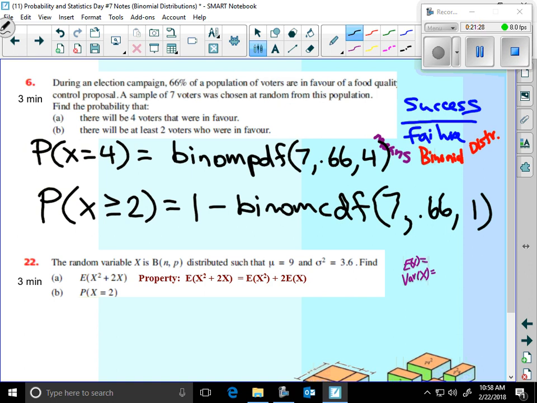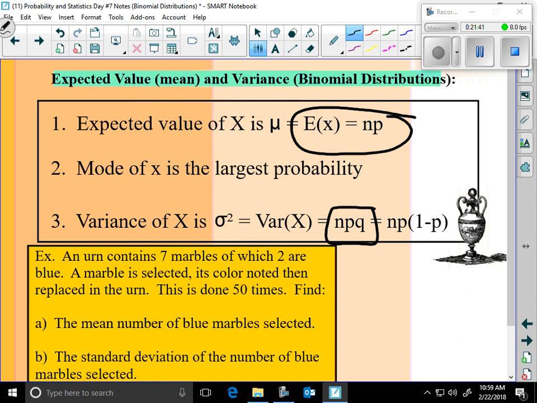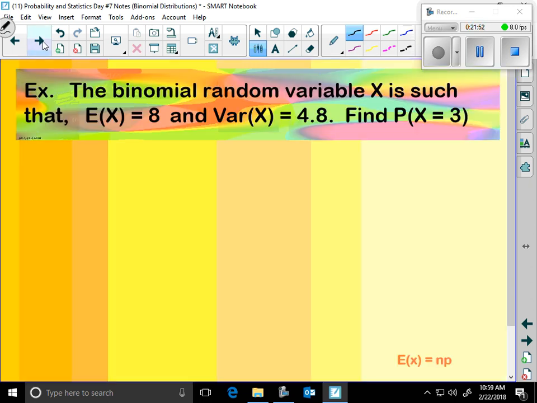Okay, the last thing I want to do is just cover, like I had said earlier, the expected value when dealing with binomial is just NP, and the variance is NPQ. The standard deviation, if it's binomial, would be the square root of NPQ. So I want to show you how that applies to this slide right here. You know very little information here, but you have enough to find the probability that x equals 3.